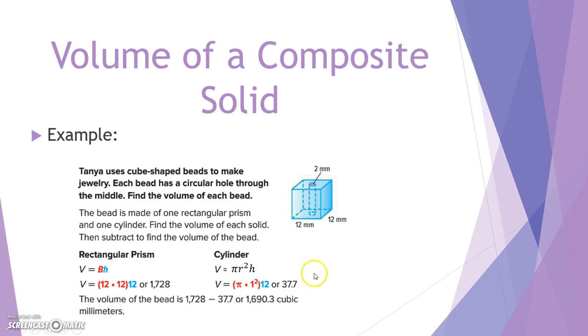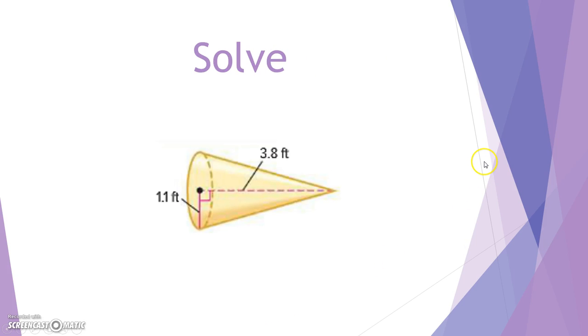Then next you will solve 1 squared, which is still 1, and then do pi times 1, which will equal 3.14, and then do 3.14 times 12, which will equal 37.7 cubic millimeters. Then next, because you're trying to get rid of the cylinder in the rectangular prism, we will do 1,728 minus 37.7, which will equal 1,690.3 cubic millimeters.